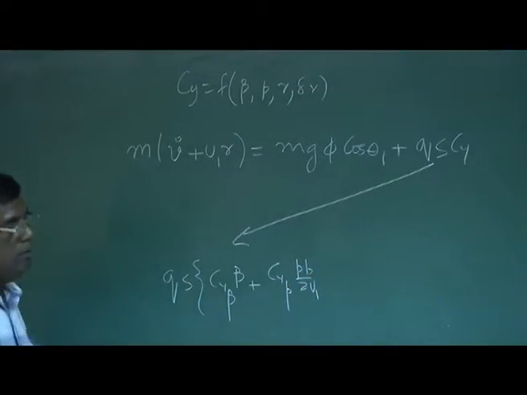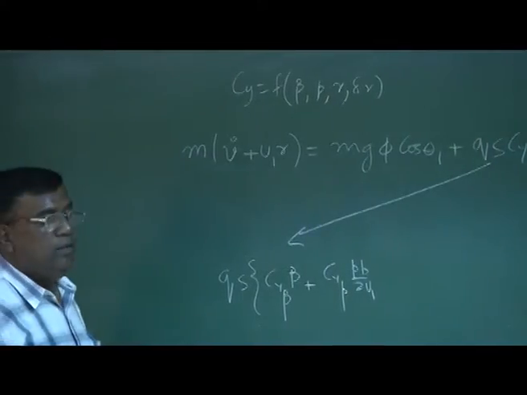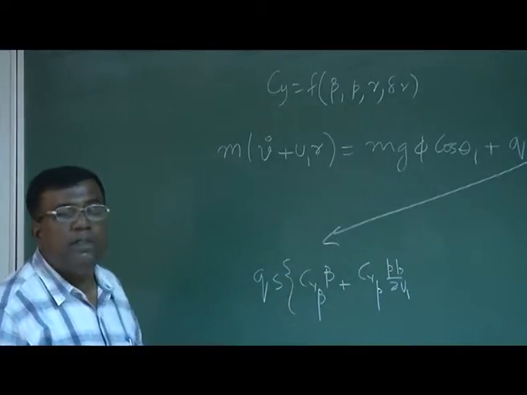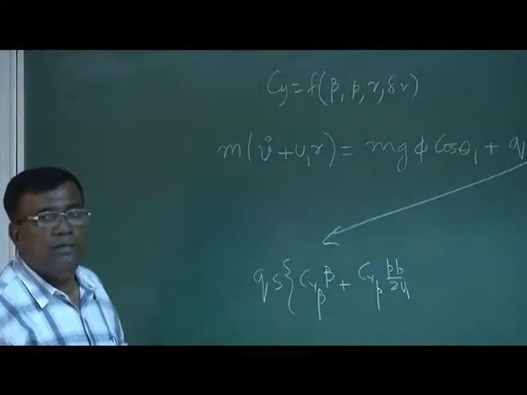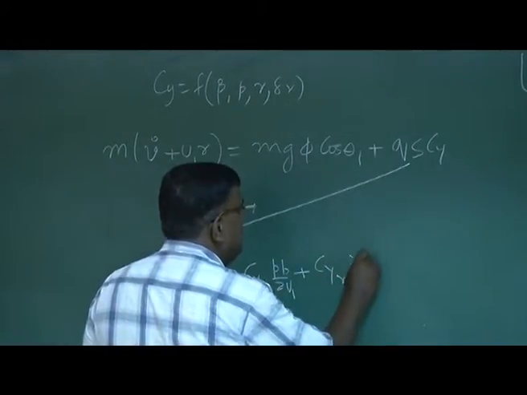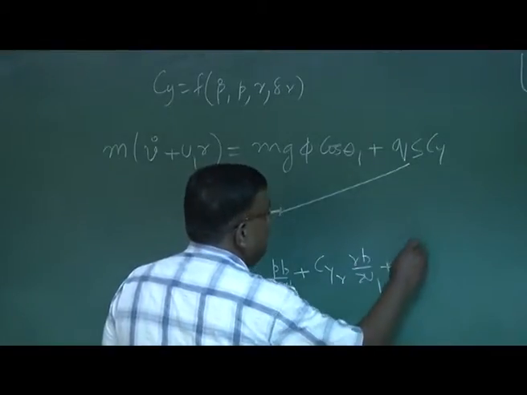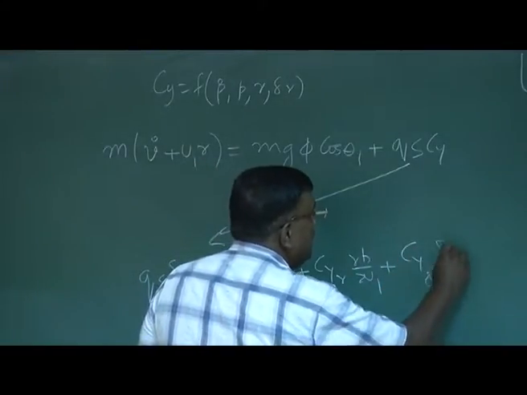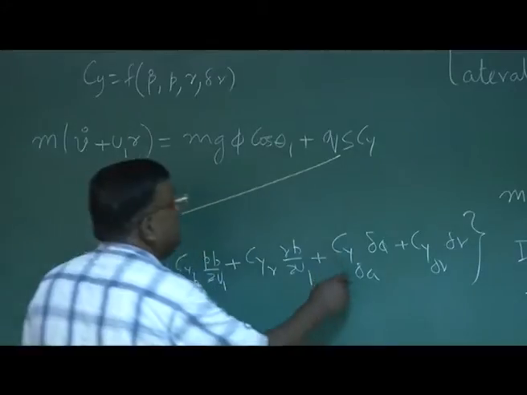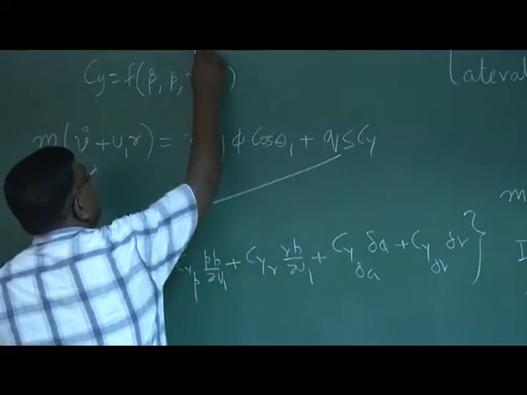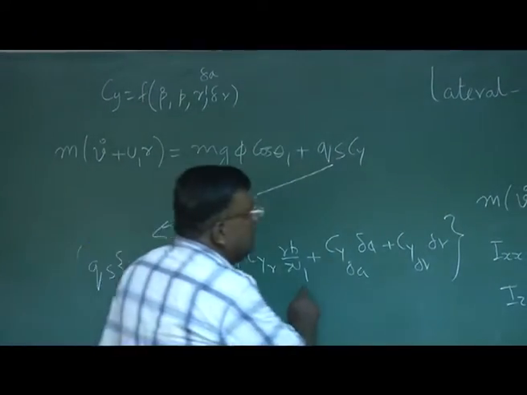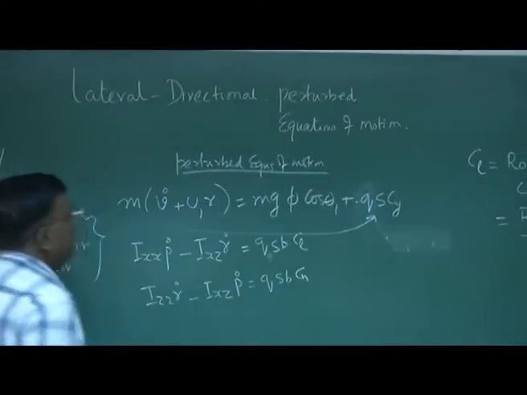That you understand now why Pb by 2u1, because if I write Cy P into P, P is dimensional. So I have to make it non-dimensional. Same thing we did for the longitudinal case also for Q and alpha dot. So I write like this. For every rate, Cy r into Rb by 2u1 plus Cy delta A into delta A plus Cy delta R into delta R. Although we neglect this many times, for completion, let me write delta A also.